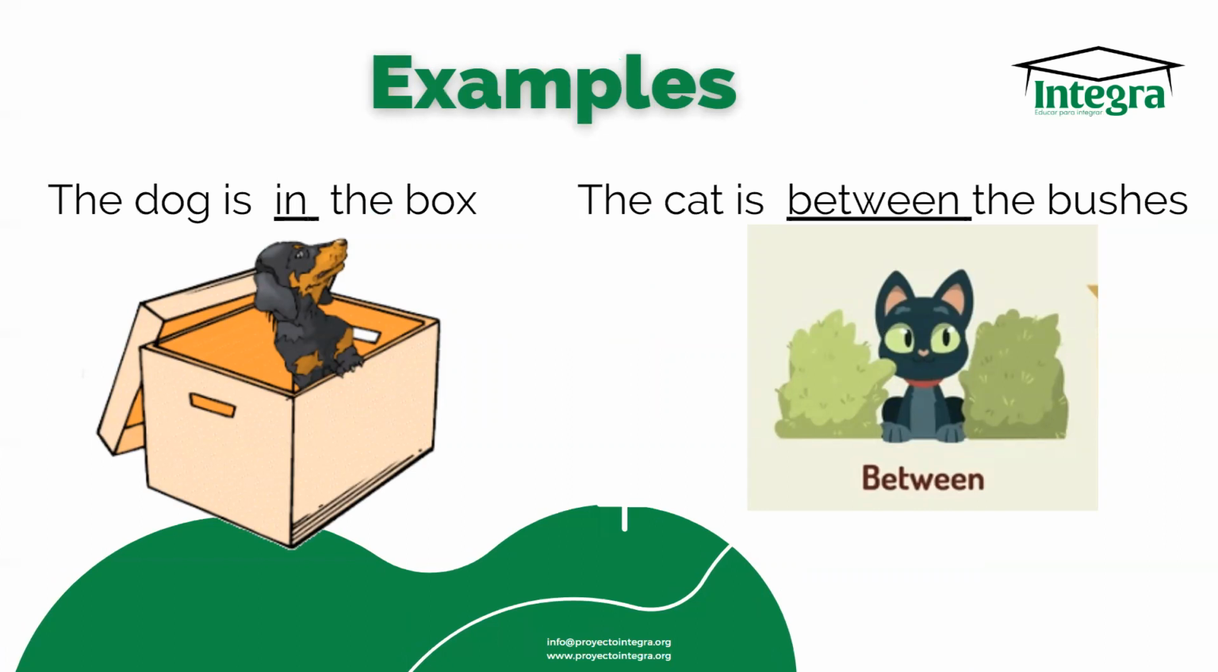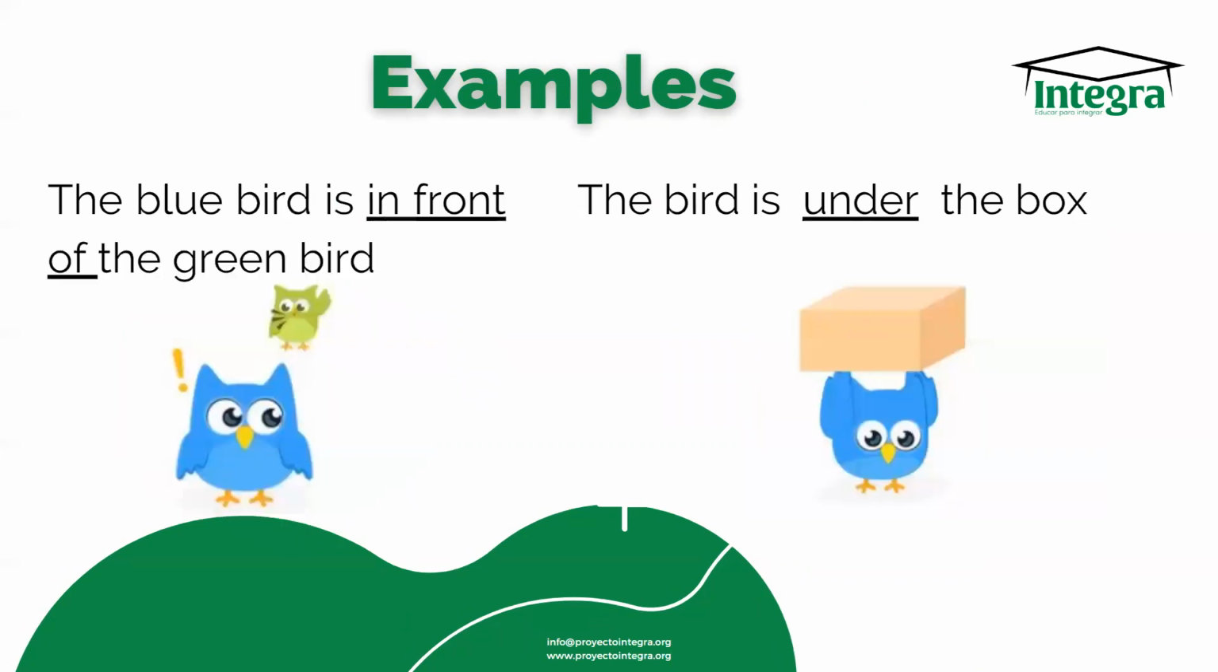Let's see some examples of sentences. The dog is in the box. The cat is between the bushes. The blue bird is in front of the green bird. The bird is under the box.